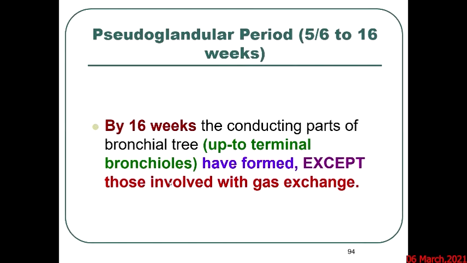This term, the pseudoglandular period, why have I called it that? Histologically it looks like a gland. What happens here? It is up to 16 weeks, starting from 5 to 6 weeks. The conducting parts of the bronchial tree have formed. You know up to which level the conducting part is, up to the terminal bronchioles. But the part which is involved with gas exchange is not formed.